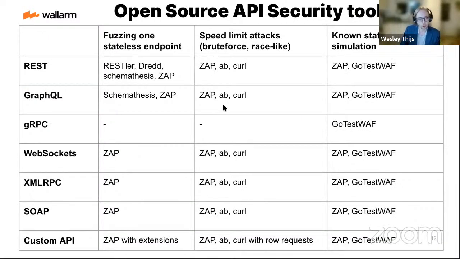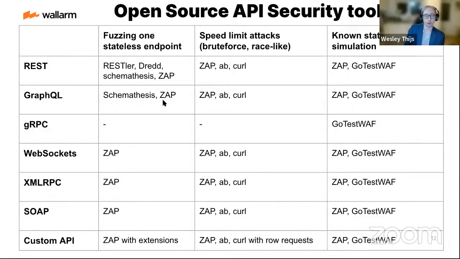If we look at some of the tools that are out there, and we'll be demoing some of these tools as well, if we want to test the REST protocol, we can see that for fuzzing one stateless endpoint, we have certain tools here: Rat, Schematicus, ZAP. If we want to do some brute forcing, we have certain tools like ZAP, AB, curl. And if we want to do known stateless attack simulations, we can do ZAP and GoTestWAF.